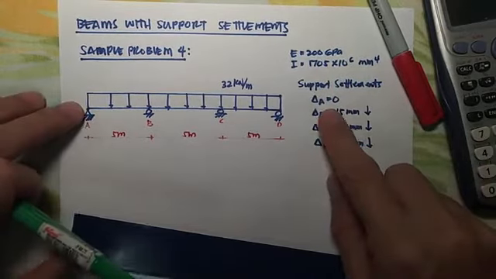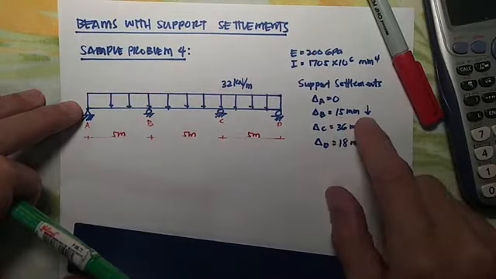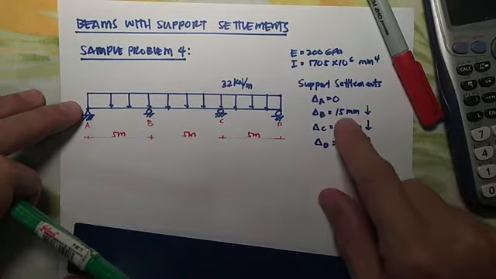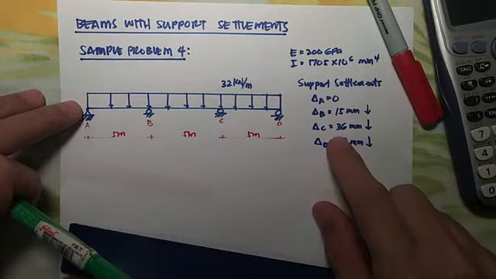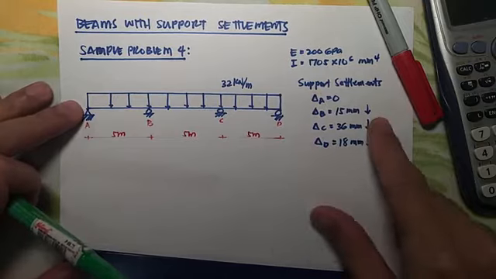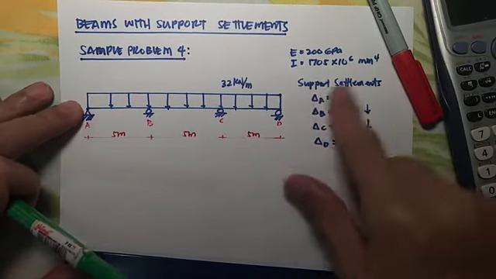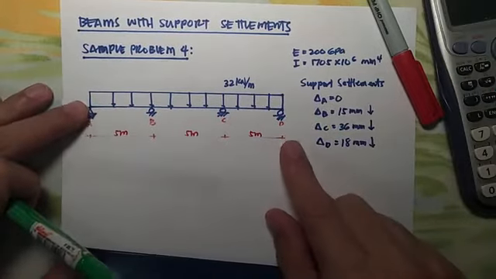Support A doesn't yield, so 0 ang settlement niya. Yung support B, bumaba siya ng 15 mm, so it yielded downward by 15 mm. Yung support C, 36 mm. Yung support D, 18 mm. So these are the displacements. So what would be the effect of these settlements on the moment? So how do we analyze this continuous beam?